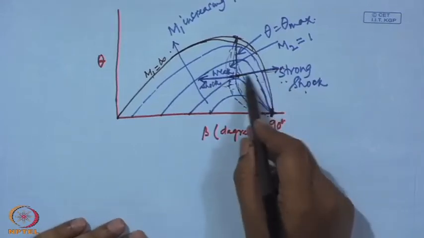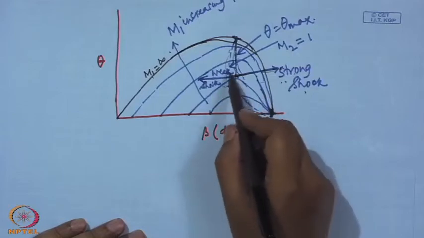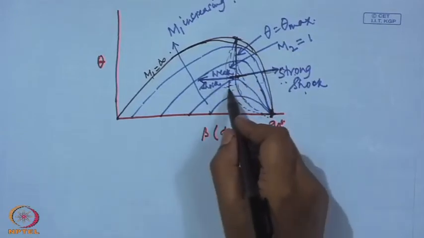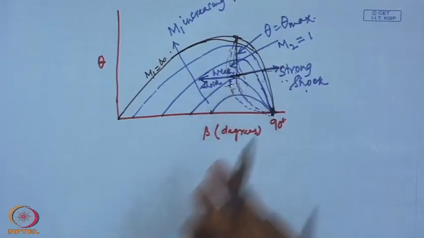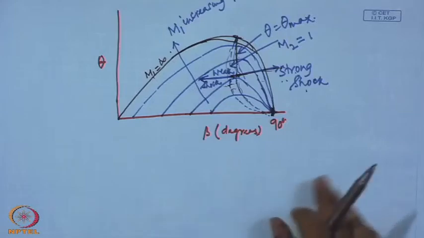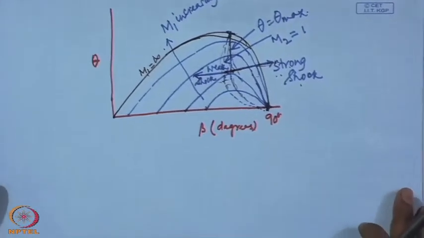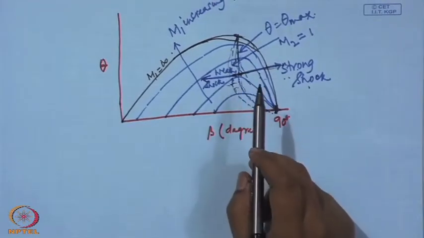So, what we see is that for all strong shocks the downstream Mach number is less than 1, but for weak shock, for only those values where theta is slightly less than theta max, the weak shock can also have downstream flow as subsonic. So, this is a very useful relationship, and the curves are also very useful, theta beta M curves, theta beta M relations.